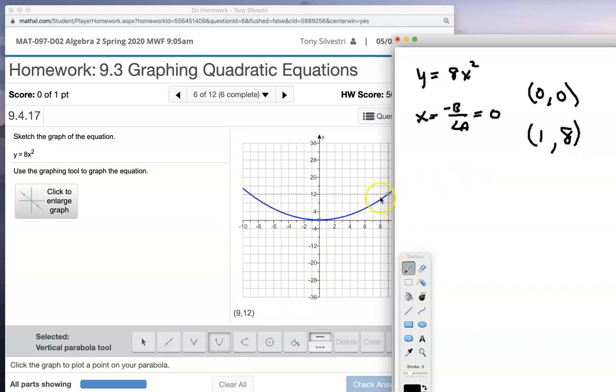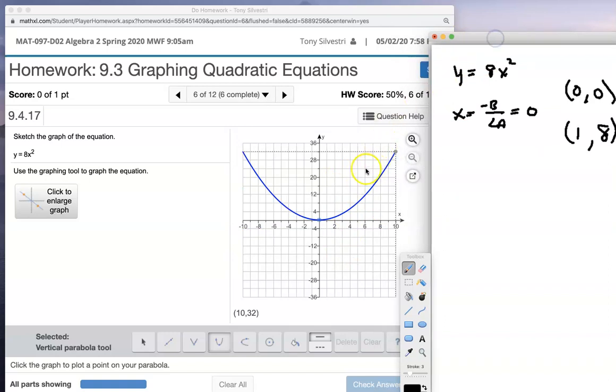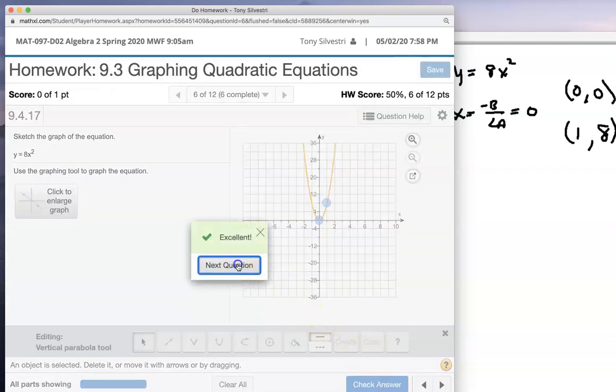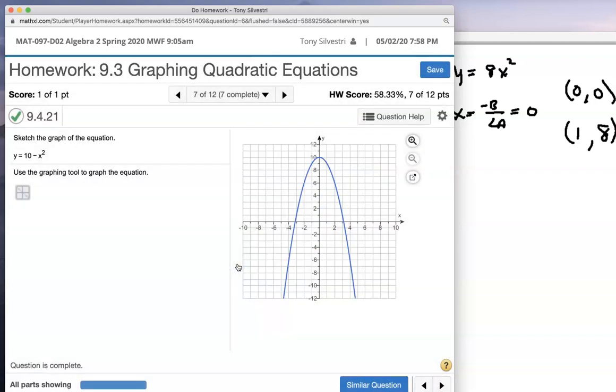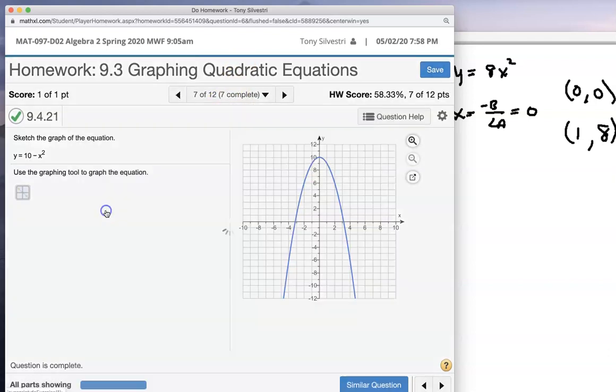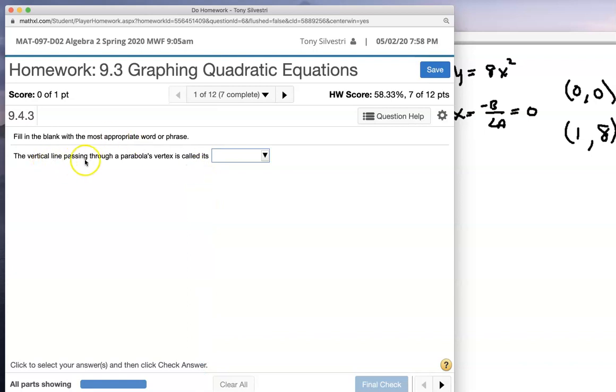Okay, so we come over here. Let's move this out of the way. 1, 8. Right there. Check your answer. And only 5 more questions. And the first two are about a vertical line.